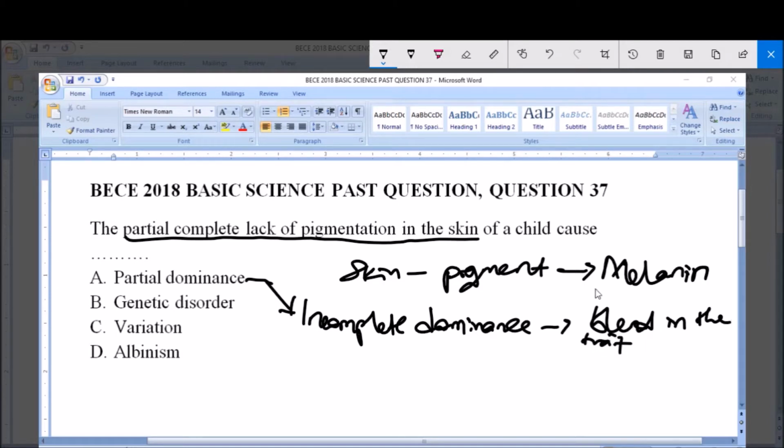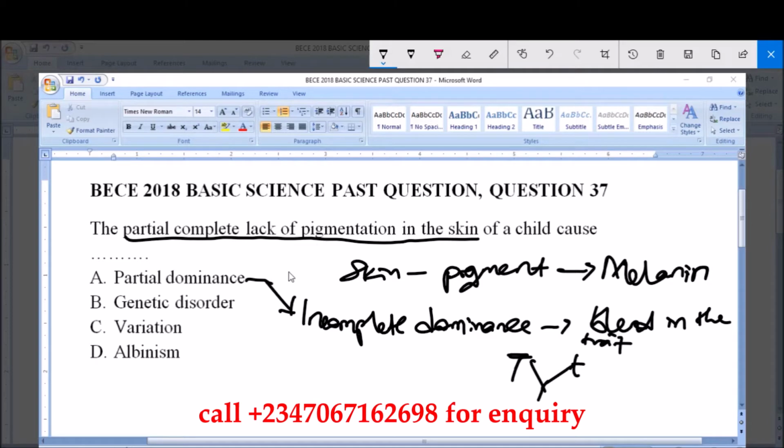Now what does this mean? Take for instance, you have a tall tree and a short tree, and you crossbreed these two together. Let's say this tall tree is actually dominant, but in case of partial or incomplete dominance, you have a tree that is neither tall nor short. That is what partial dominance simply refers to, and it doesn't account for this answer at all.